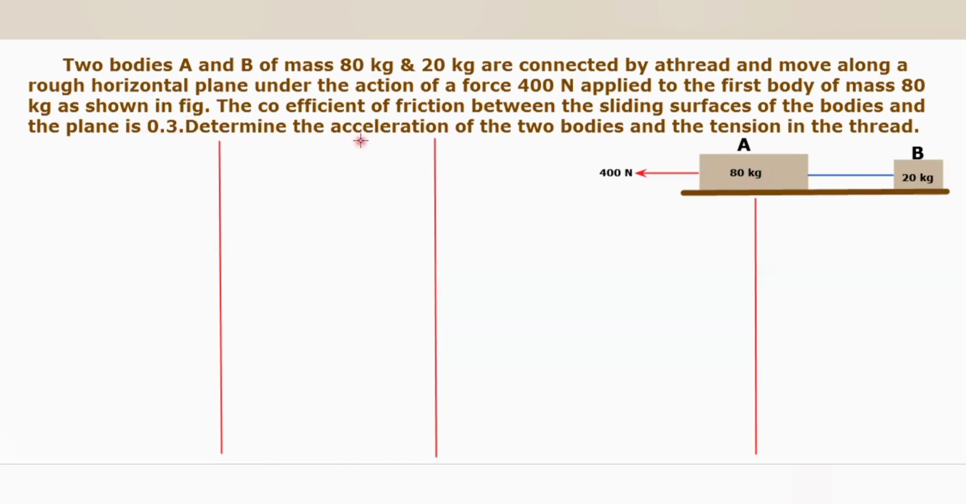We have to determine the acceleration of the two bodies, which is constant, because both the bodies are connected by a thread and are moving under the action of this 400 Newton. So both the bodies will have the same acceleration, and that acceleration we have to calculate. And what is the tension in the thread which connects the bodies A and B? Okay. So these things we have to calculate.